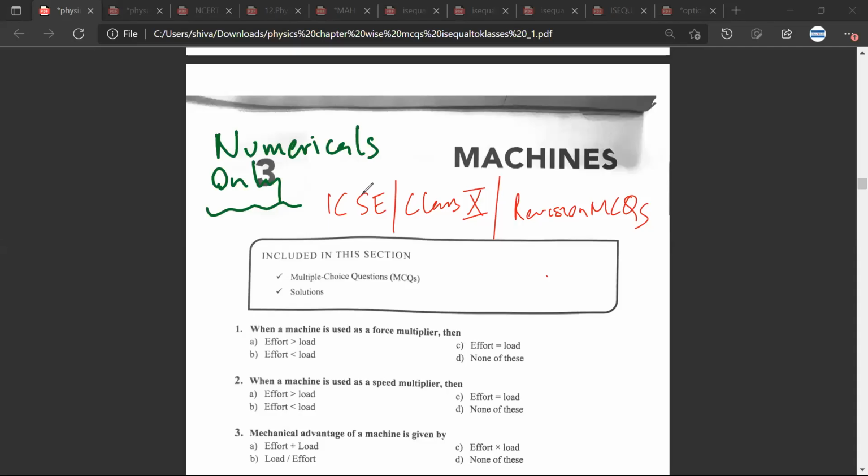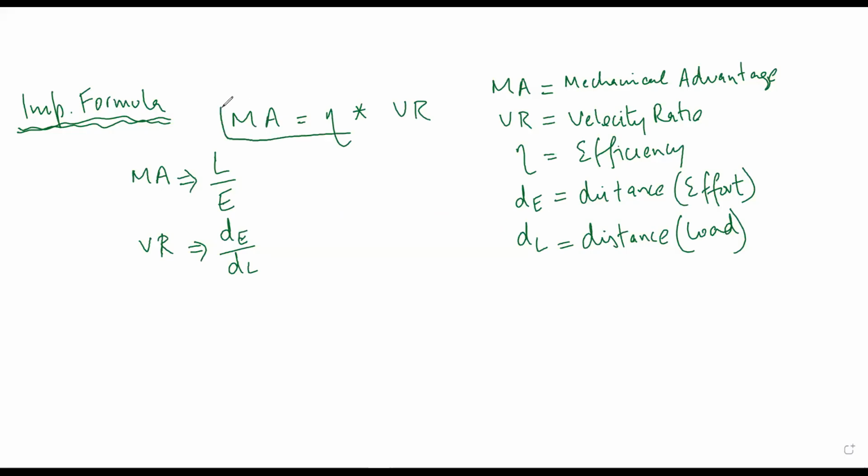So, Mr. Sibang, in this lecture we'll be doing important numericals from the Machines chapter, ICSE Class 10 revision. The important formulas we need to keep in mind are: mechanical advantage is equal to efficiency into VR. Mr. CB, are we clear about this? Yes, sir. This is mechanical advantage, this is velocity ratio, and this is the efficiency.